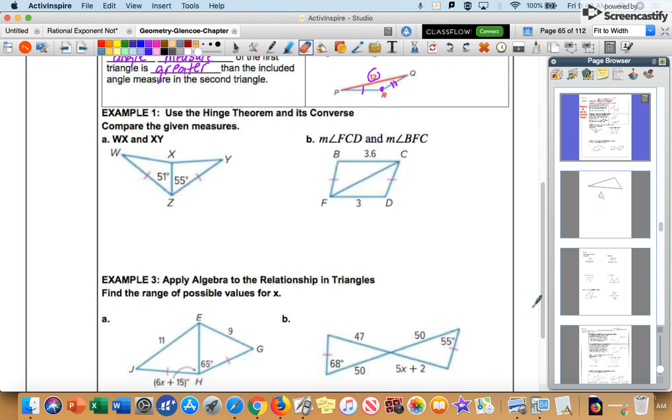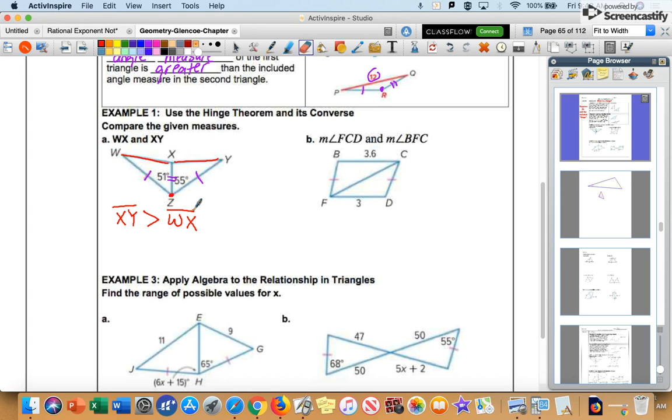So notice these two triangles are connected together. We have congruent markings, and we know they both share side ZX by our reflexive property. So the question is, how does WX compare to XY? Since we have that hinge here and a side-side congruence, we can relate those two sides and say, well, since the 55 is bigger than 51, the side opposite that, XY, would have to be greater than side WX or XW. Okay. All we have for that one.